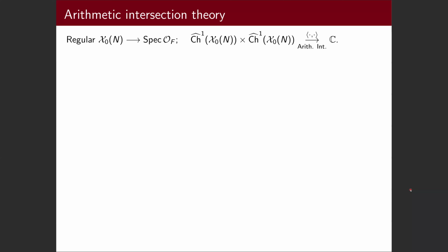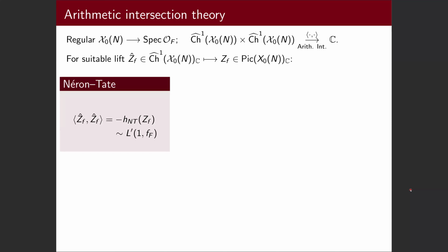And so both of the heights on the previous slide can be expressed in this language. The Néron-Tate height can be expressed in terms of a suitable lift from the Picard group to this Chow group of the integral model. And this is easy to state. So this Néron-Tate height here on the right is, up to a sign, expressible in terms of the self-intersection of this class in the arithmetic Chow group. This is in fact some general fact about curves due to Faltings and Hriljac, so not specific to the modular curve.